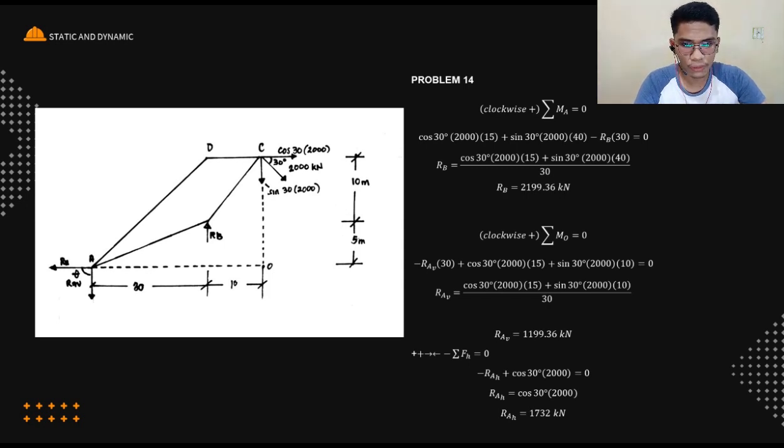And then, dahil po yung force RAH po natin ay papunta sa kaliwa, so negative po siya, plus cosine 30 degrees multiplied by 2,000 dahil papunta naman po siya sa kanan is equals to 0. And then, isolate lang po ulit natin, move po natin sa kabilang side, transpose yung negative RAH para maging positive po. So, RAH is equals to cosine 30 degrees multiplied by 2,000. So, cosine 30 degrees multiplied by 2,000 is equals to 1,732. So, yun na po yung magiging ating RAH. So, RAH is equals to 1,732 kilonewton.